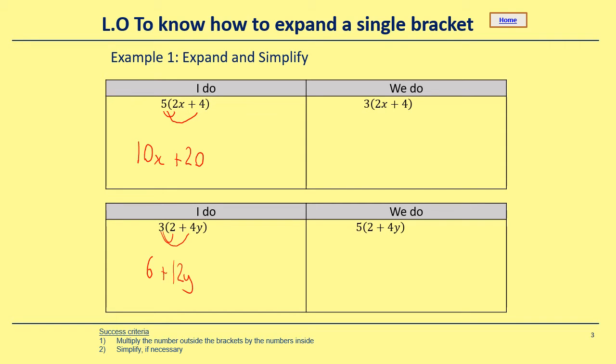Okay, so for the 2 we do's, first one, we've got 3 bracket 2x plus 4. So everything in the bracket is being multiplied by this 3 here. So we do 3 times 2x and we do 3 times 4. 3 times 2x gives 6x. 3 times positive 4 gives positive 12. So mark this and check if you got it right, and really well done if you did.